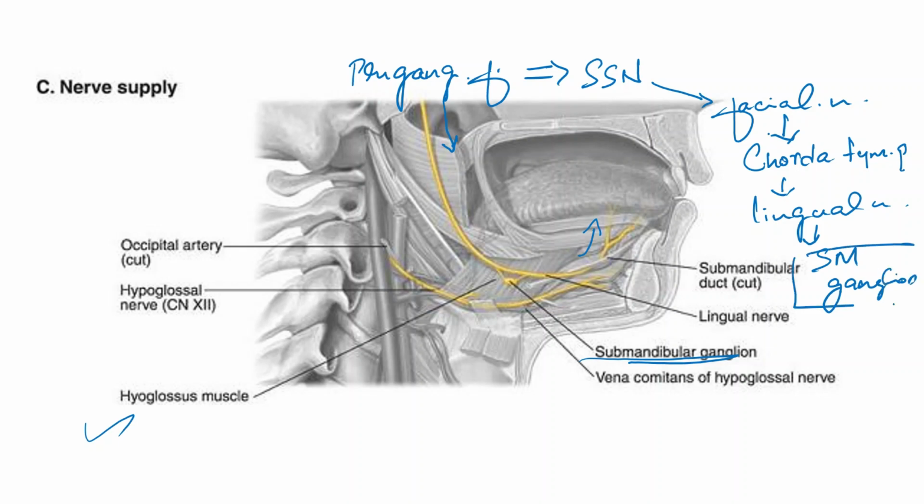So, the submandibular ganglion is the relay station. From the submandibular ganglion, the postganglionic fibers reach the anterior lingual gland through the lingual nerve itself. So, this is about the secretomotor pathway of the tongue.